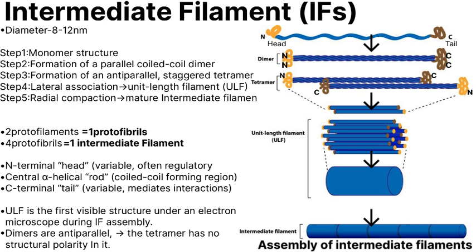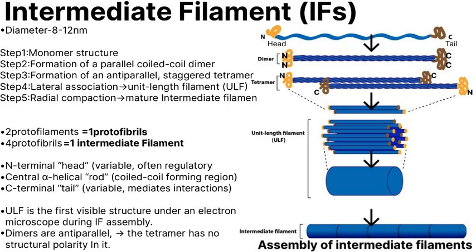So let's see what are the steps we need to follow. First, in step 1, the 2 polypeptide chains of monomeric IF protein parallelly coil together to form a dimer with an asymmetrical head and tail. Then in step 2, these 2 dimers stack together in an anti-parallel way to form the tetramer, which is a 4 polypeptide chain, looking like a rod-like structure. And then in step 3, these 2 anti-parallel tetramers join together to form the protofilament. Then the 2 protofilaments associate to form 1 protofibril.